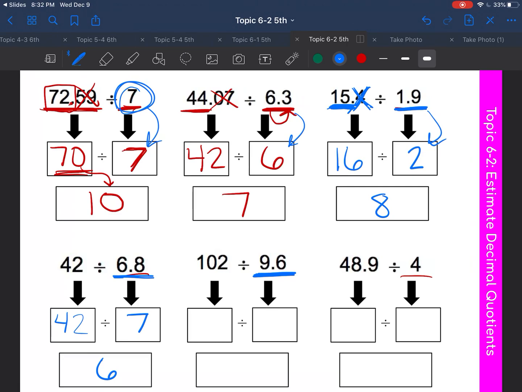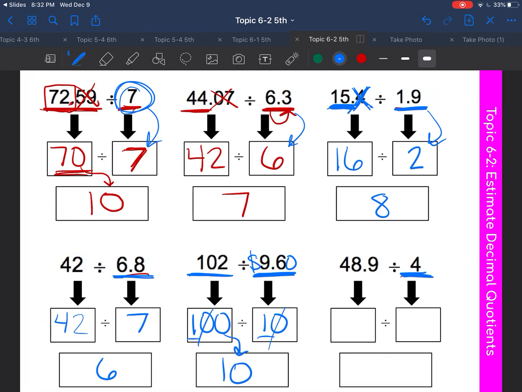9 6/10. Again, if you think about it like money, this is like saying $9.60. That's really close to $10. And then what can we make 102 so it's divisible by 10? We can make that 100. 10 divided by 10 is 1. Cancel the zeros they have in common. 1 left over. Okay.